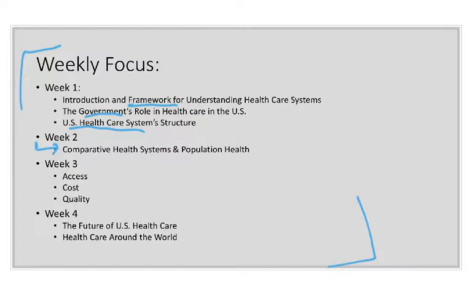Week 3, we're going to talk about the trifecta, the 3 pillars of the ACA, and that is the access, cost, and quality. These are our 3 major components of all healthcare systems. Then in week 4, we're going to talk about the future of U.S. healthcare, as you're going to get to see each other's presentations and get to think about what healthcare around the world looks like.